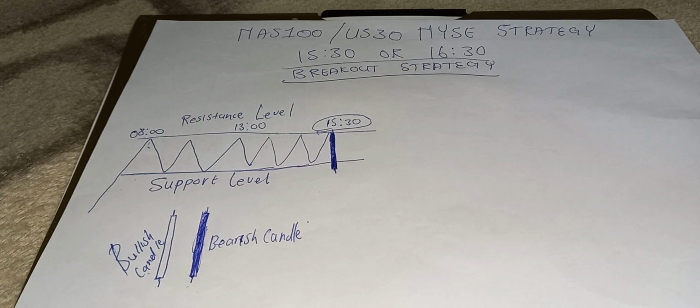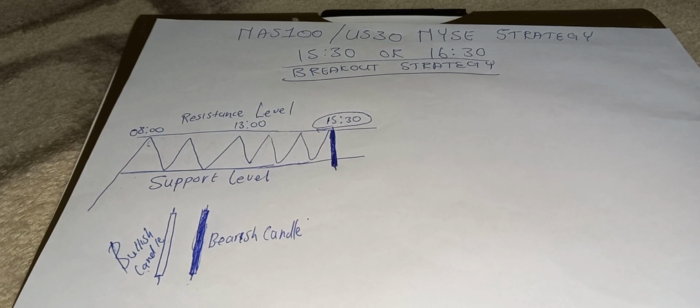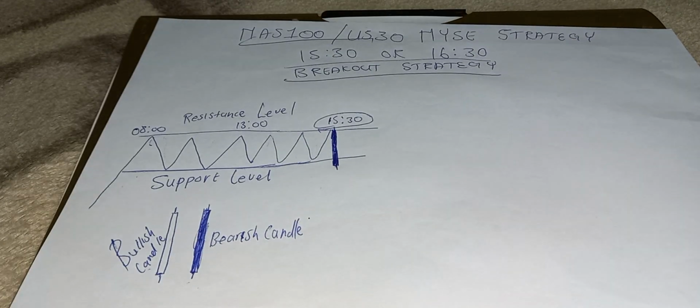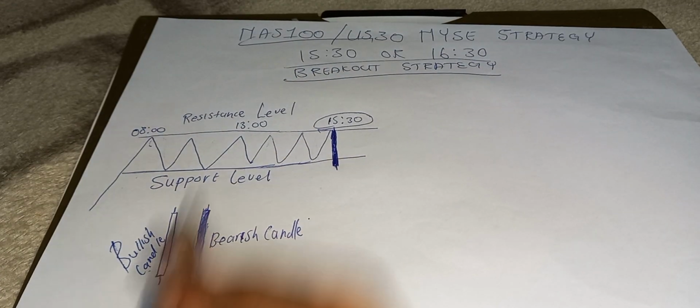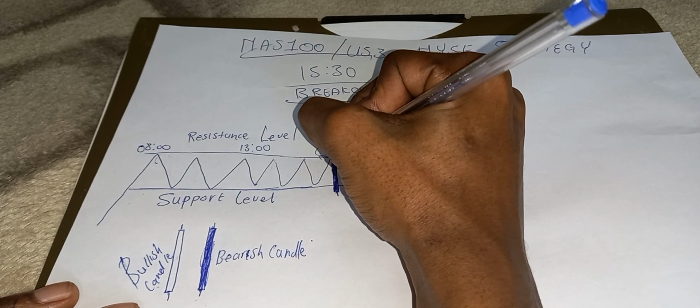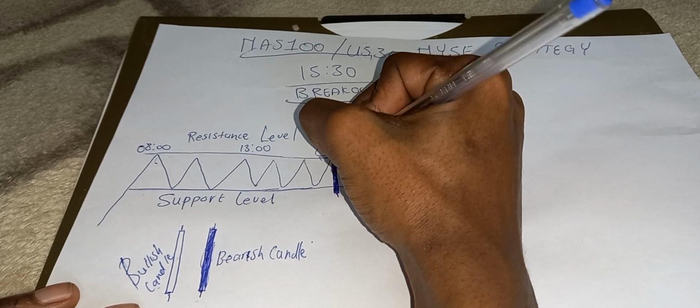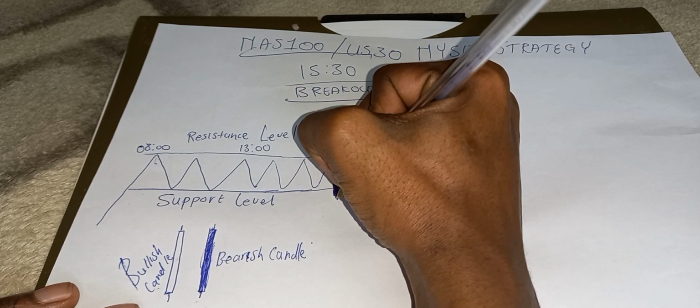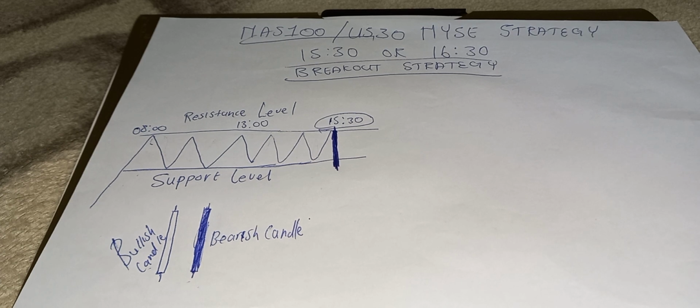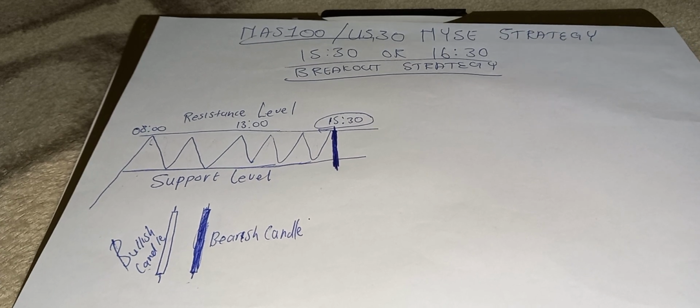Let's assume that the market at 3:30 news release said that NAS100 or US30 is weak at that time. Now the market will do what? The market will have a high impact bearish candle or bearish movement. You will see the market moving down at a high pace.